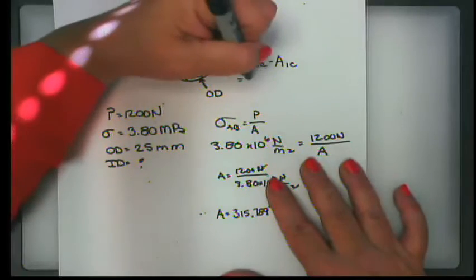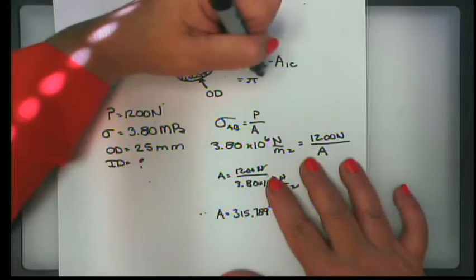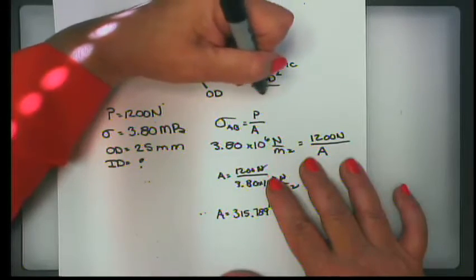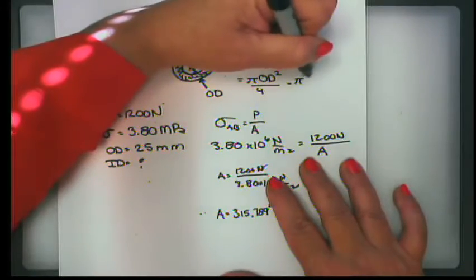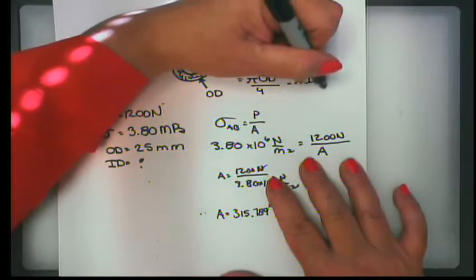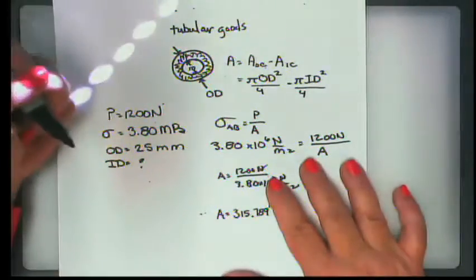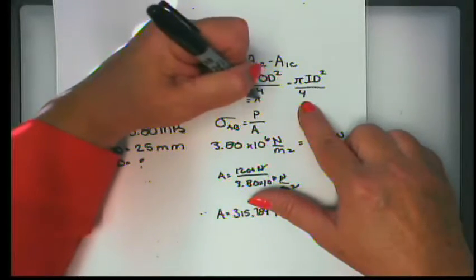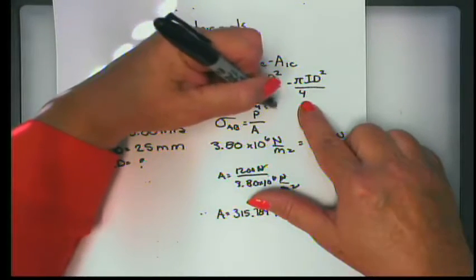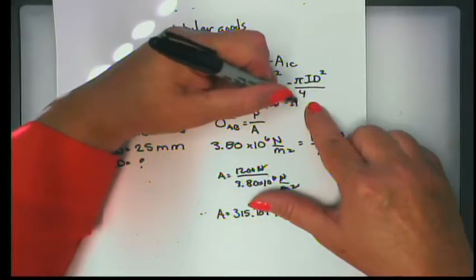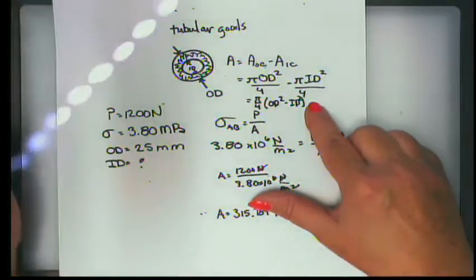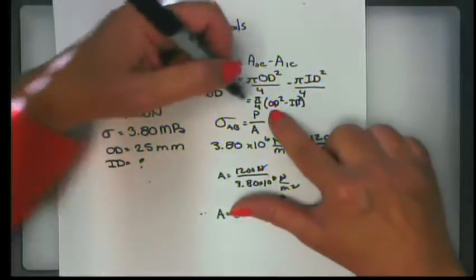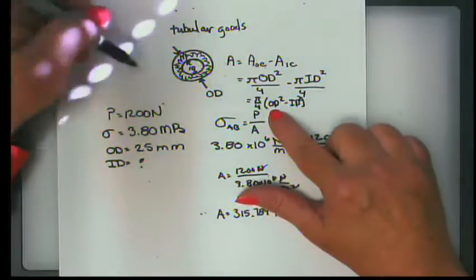So that's going to be equal to pi times the OD squared, the outside diameter squared, over 4, minus pi times the inside diameter squared over 4. And as you can see, both terms have a pi and a 4, so we're going to factor them out. It's OD squared minus ID squared. So I know my OD squared. I know my OD.